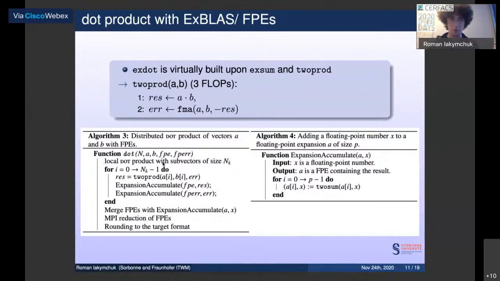We have some local product. We apply 2 product. We accumulate a result to 1 floating point expansion and error to another one. Then we merge floating point expansions from different threads into 1 per process, and we conduct MPI reduction using this procedure that accumulates numbers to floating point expansion, and then we round to the target precision.